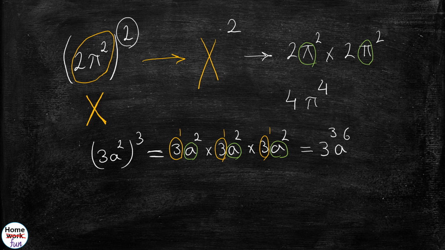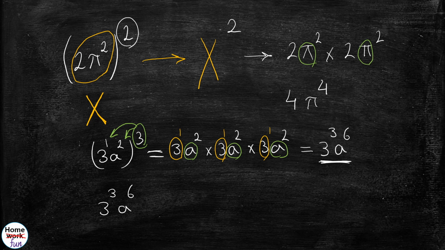There's a shorter way of getting this final answer here. I can say this power of 3 that is outside of the parenthesis, I can just multiply it by the powers of what's inside the parenthesis, by those exponents. So (3a squared) to the power of 3, I can immediately say the answer is 3 to the power of, 3 has a power of 1, so 3 times 1, that's 3. A to the power of, already it had a power of 2, so 2 times 3, that's 6.